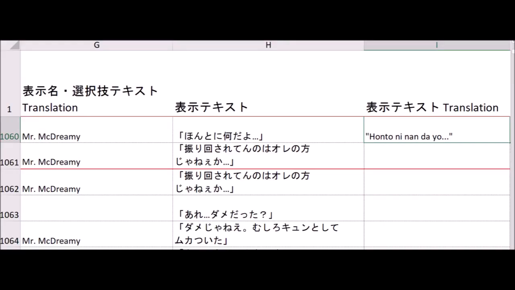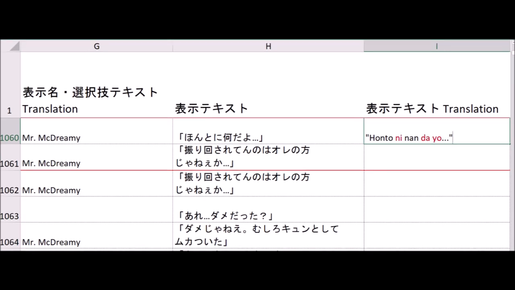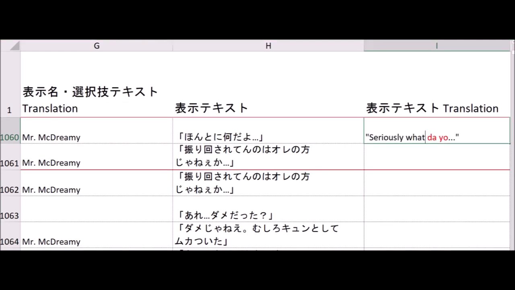So first I will Romanize the first line. I don't do this step when I actually translate, I'm just doing it to help everyone who can't read the hiragana and kanji. So, Mr. McDreamy says, "Honto ni nanda yo?" I'll start by making the particles and such red, so we can separate our first words to define honto and nan. Honto means the truth, but honto ni means seriously.